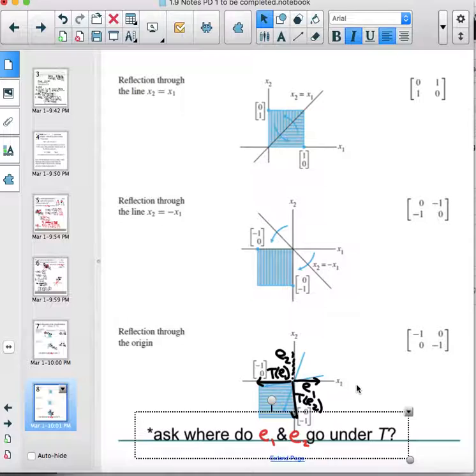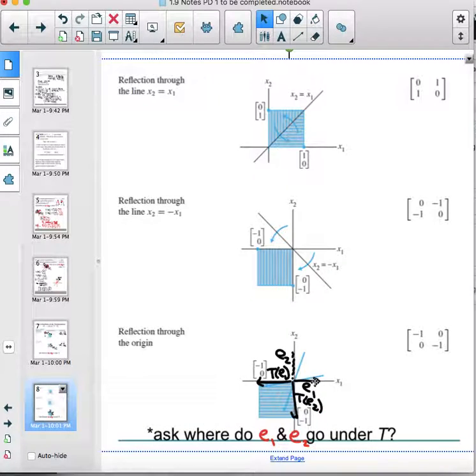If you reflect through the origin, this ray in the first quadrant would go to this ray in the third quadrant. E1, reflecting over the origin, you can think about it as turning it 180 degrees, it would go over here to negative 1, 0. And E2 would flip 180 degrees and go to 0, negative 1.